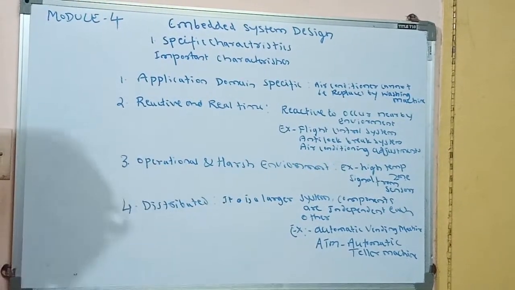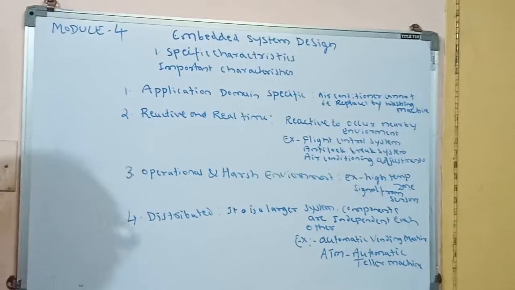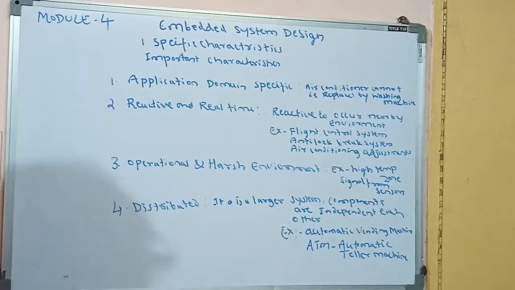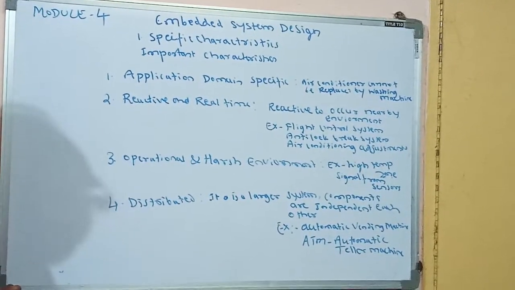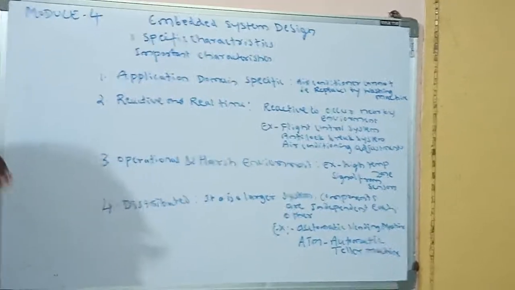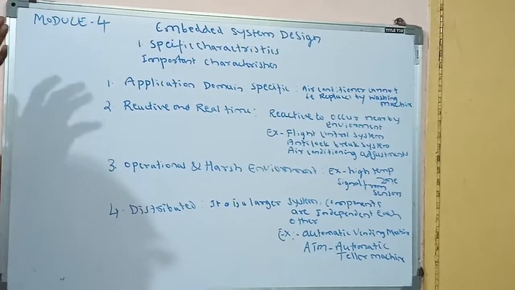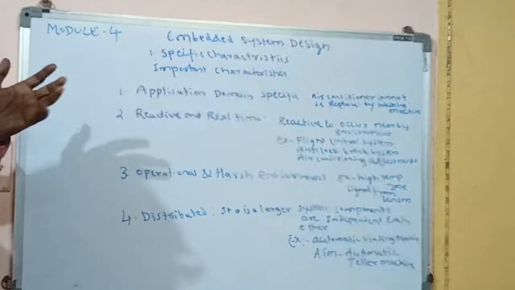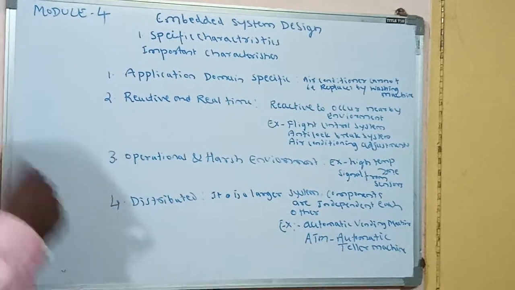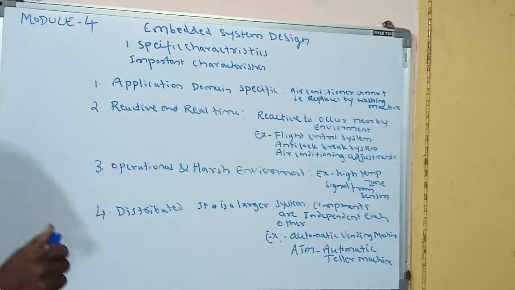Then we move to another important characteristic of embedded systems, which is known as operational in a harsh environment. Harsh environment means any adverse effect, depending on the temperature and the environment. For example, if there is very high temperature, at that time you can still accept the signal from sensors. So the system should cooperate depending on the nature of the environment.